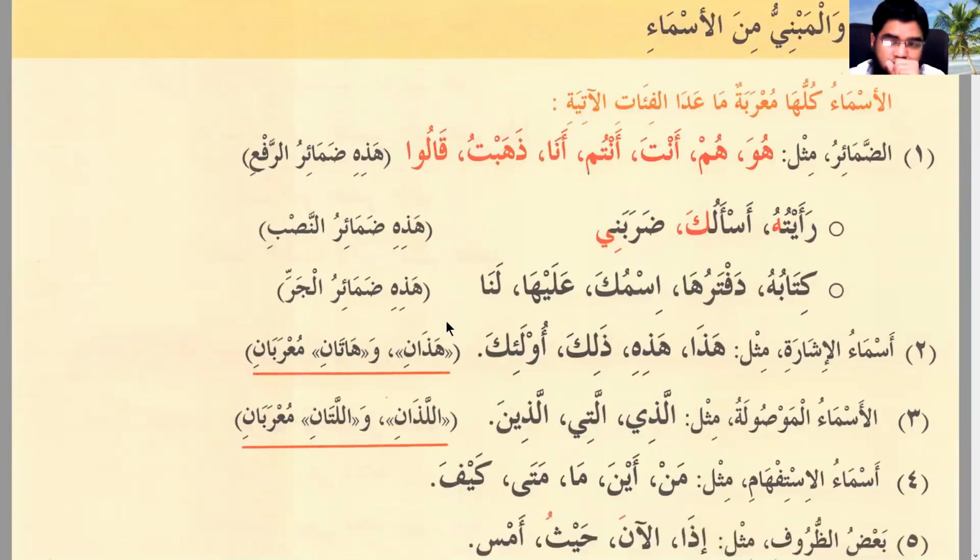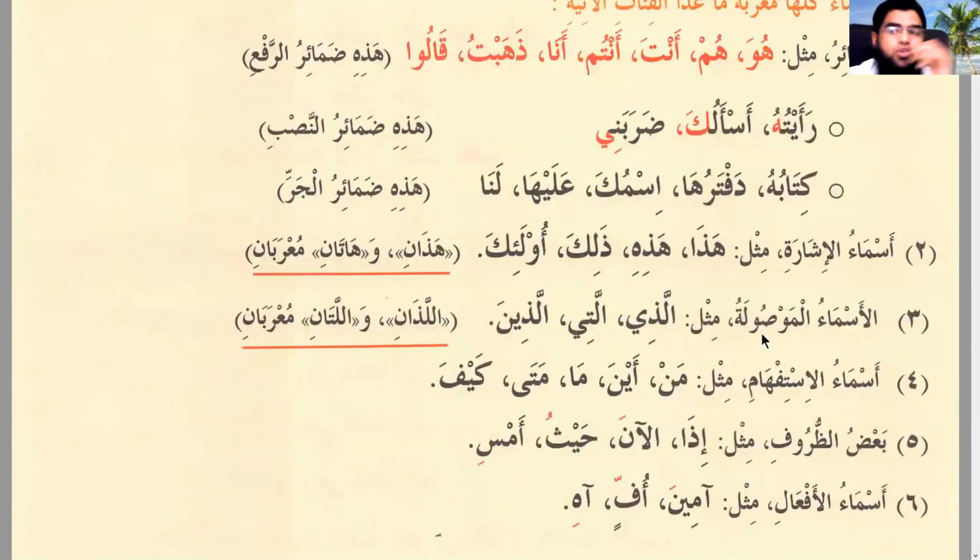Then we have asmaul isharat, very easy. There's nothing to think about it. They are mabni all the time. Haza, hazihi, zalika, ulaika, except duals. Hadani wa hatani mu'arabani. Hazani is used for these two, right? Hatani is used for these two female. They are mu'arab. So we say fi hazaini, hataini. Ani becomes aini.